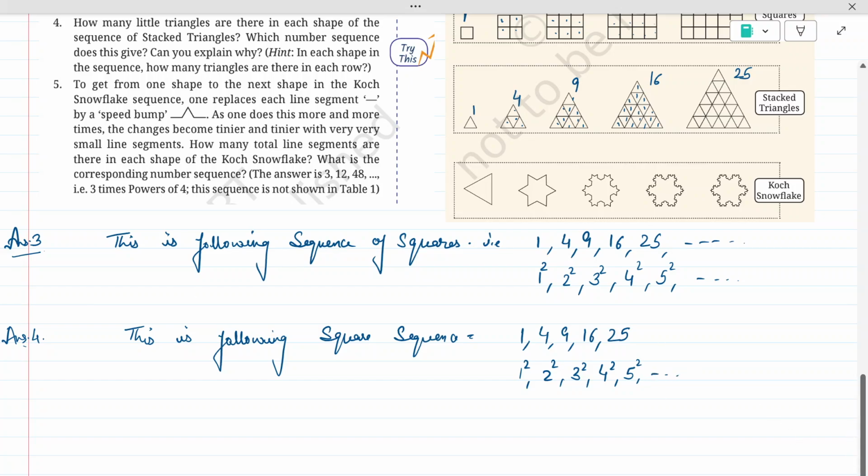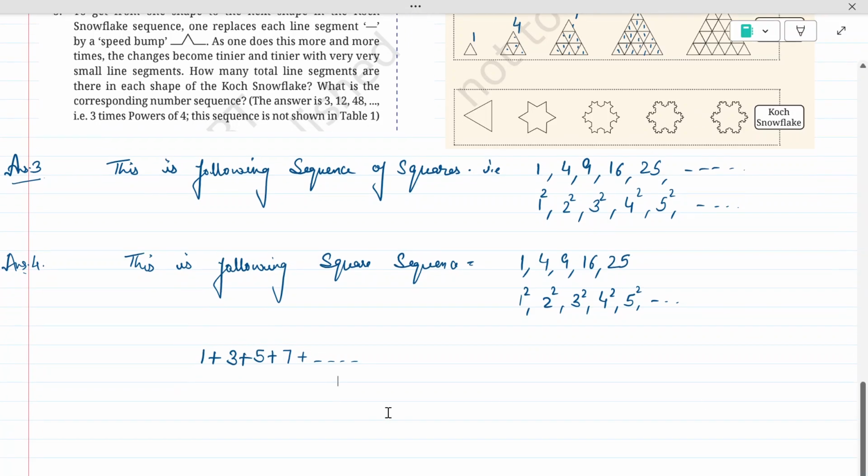Okay, now why does this happen? This happens because if you see, this was one triangle first. To this one triangle, we have added 1, 2, 3 triangles. Now, in this figure, these 4 already exist. To this, we are adding 5. And in the next, these 9 already exist, and we are adding 1, 2, 3, 4, 5, 6, 7. So, if you see, we are adding up the sequence of odd numbers, right?